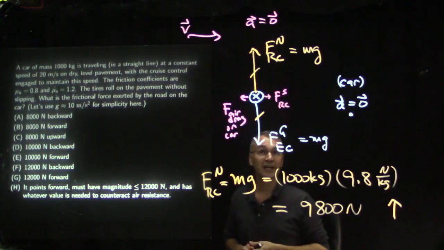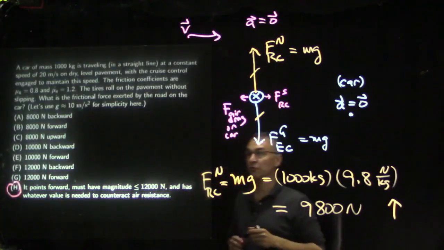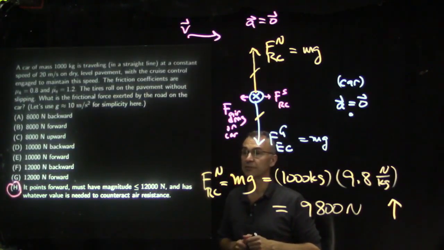If we're going to allow for a tiny bit of air drag, which is trying to slow the car down, then we have to have just enough of a forward force of static friction on the car by the road to compensate for that. Aha, I think I like this. It points forward, it must have a magnitude smaller than mu static times F normal, and it has whatever value is needed to counteract air resistance. I think I like that.